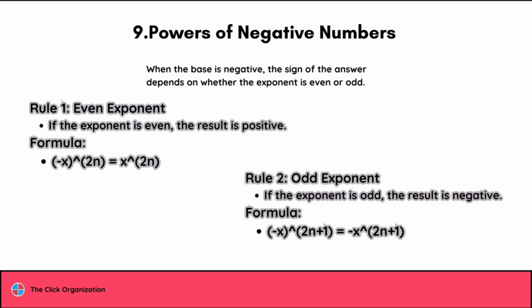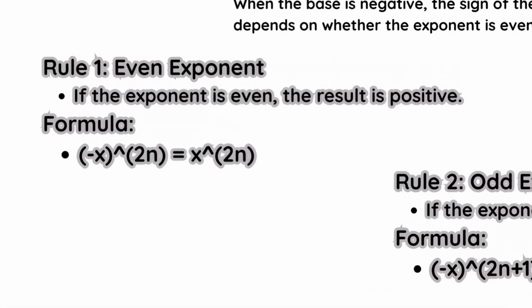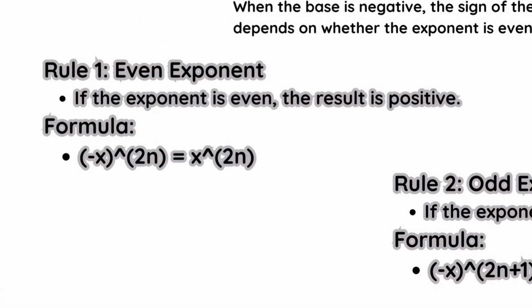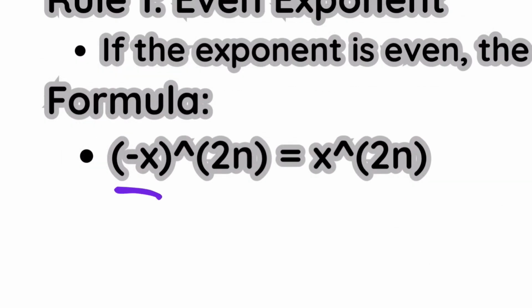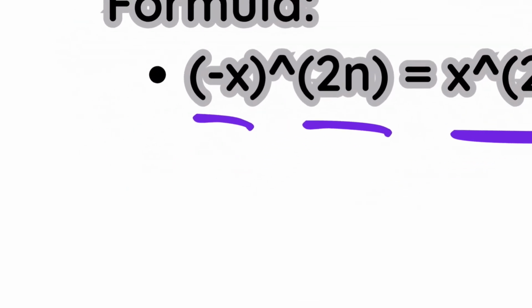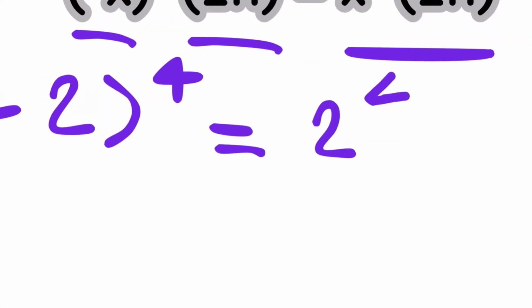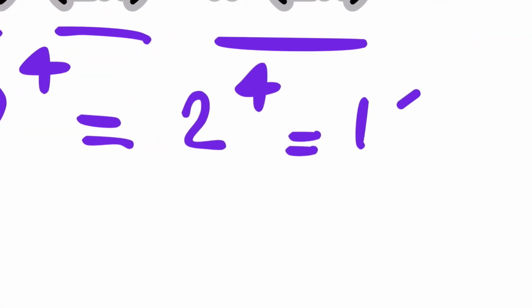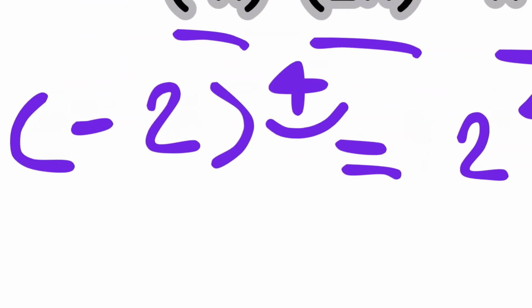The 9th rule. Powers of negative numbers. When the base is negative, the sign of the number depends on whether the exponent is even or odd. So I have the first rule, even exponent. If the exponent is even, the result is positive. Minus x to the power of 2n will be x to the power of 2n because 2 is even, right? Let's do an example. So I have minus 2 to the power of 4. This will be the same as 2 to the power of 4, which will be 16. Why? Because the exponent is even.